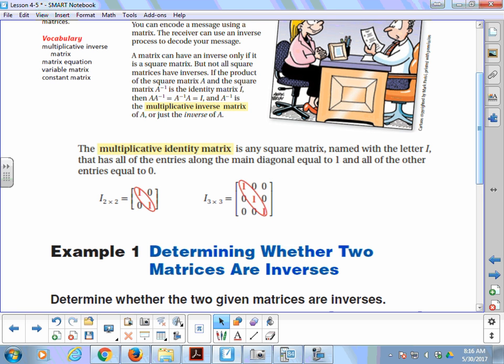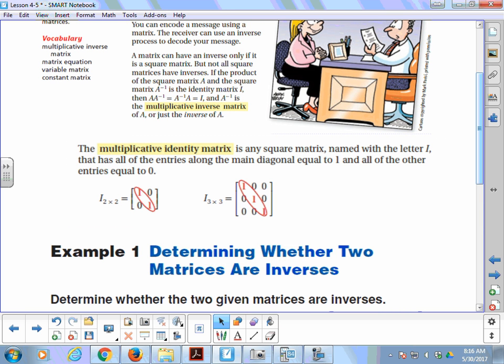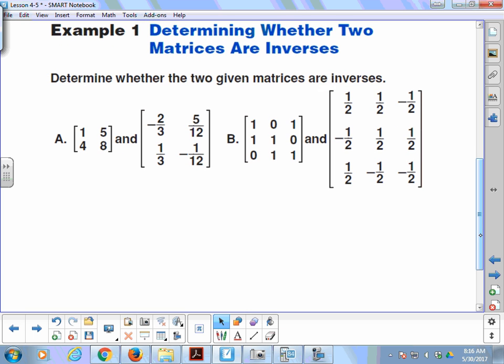So just diagonals. The first thing we're going to look at is determining whether two matrices are inverses. To determine whether they're inverses, we're going to multiply them and see if they produce, if it's 2 by 2s, this identity matrix. If it's 3 by 3s, then they should produce that one there.